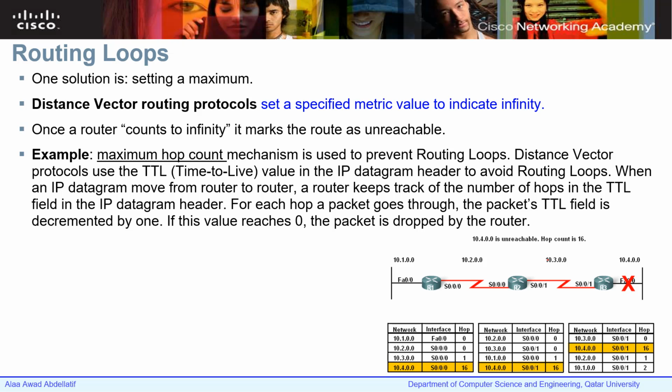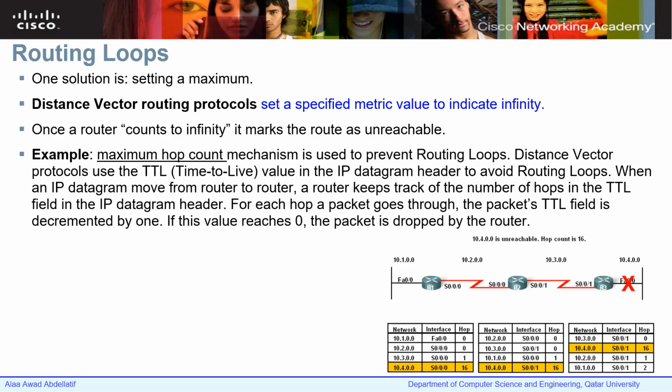When TTL becomes 0, I will drop this packet. Done, remove this packet from the network. It will not reach the destination. So I will drop this packet. So the first solution is setting a maximum, or set maximum hop count.